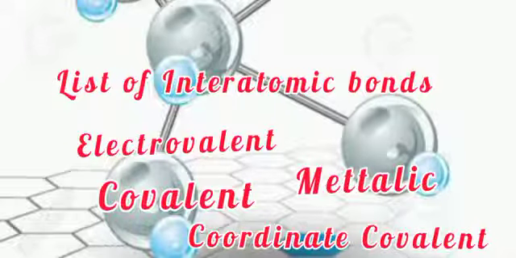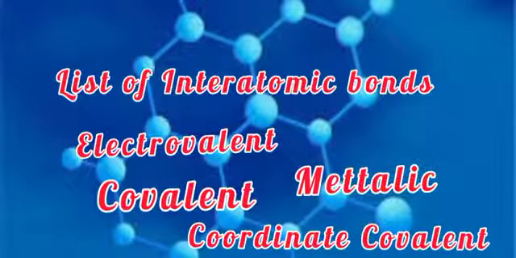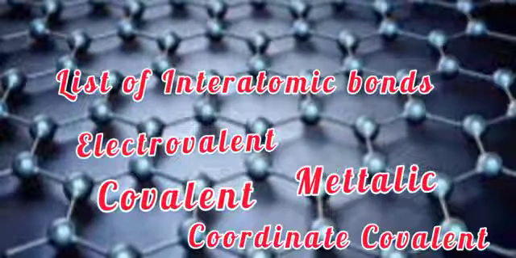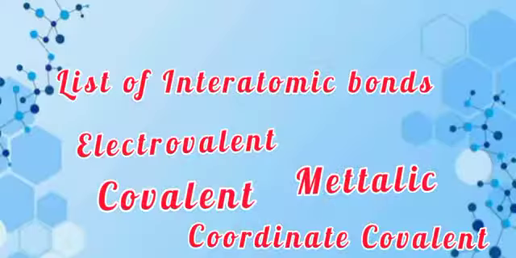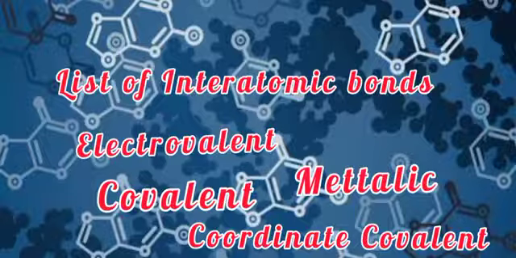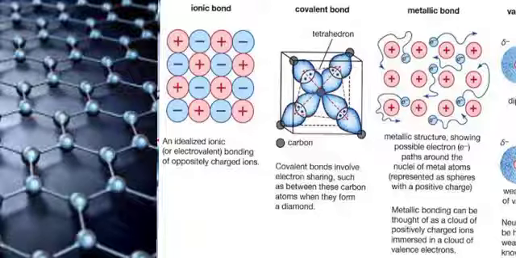Another one that looks like that is coordinate covalent bonding. But in coordinate covalent bonding, instead of both atoms sharing electrons, only one atom does the sharing, e.g. in NH4 plus. So it's a special kind of covalent bond in which only one atom does the sharing of electrons, and the other has maybe an empty orbital. And the last one is the metallic bond. This one is a bond between two metals.